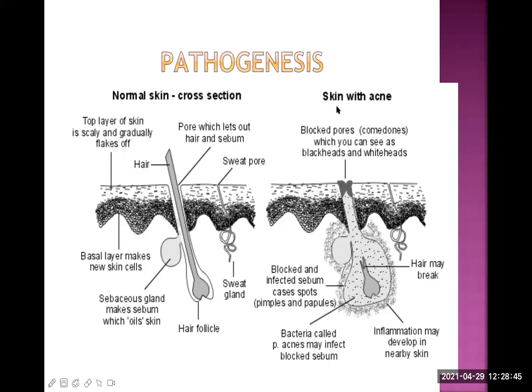Now, what will happen on the skin with acne? First of all, this opening is blocked. This opening is blocked. Now, what is happening inside? The hair may break. There is distension of the sebaceous gland. There may be infection because of that bacteria known as Propionibacterium acnes. There may be collection of pus. It may rupture. It may lead to inflammation in the nearby area. So everything develops after that.